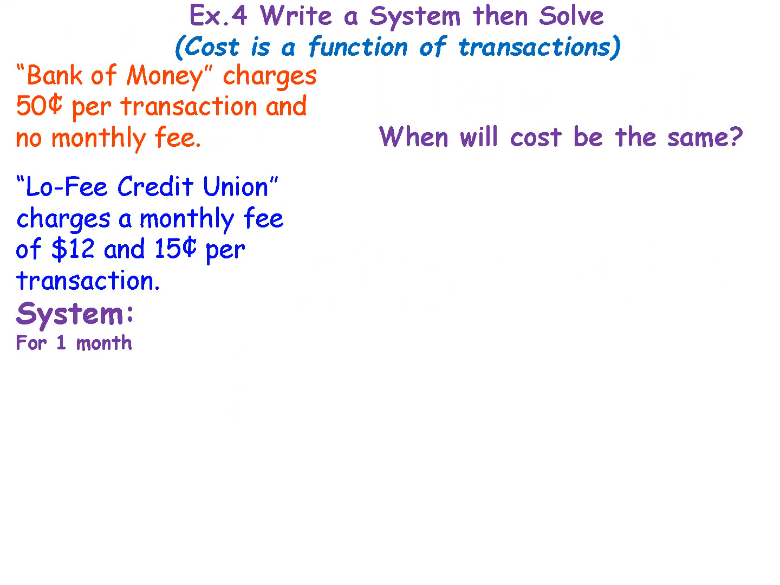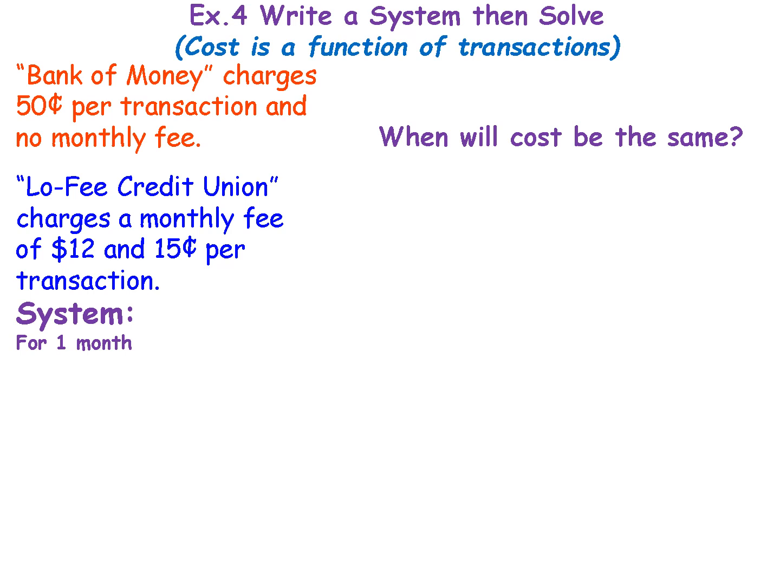All right, let's look at an application problem. So first of all, we're going to write a system and then we're going to solve it. And cost is a function of transactions. So cost is going to be equivalent to the y value and transactions is going to be equivalent to the x value. The scenario tells us that Bank of Money charges 50 cents per transaction and no monthly fee. And then Low Fee Credit Union charges a monthly fee of $12 and 15 cents per transaction.